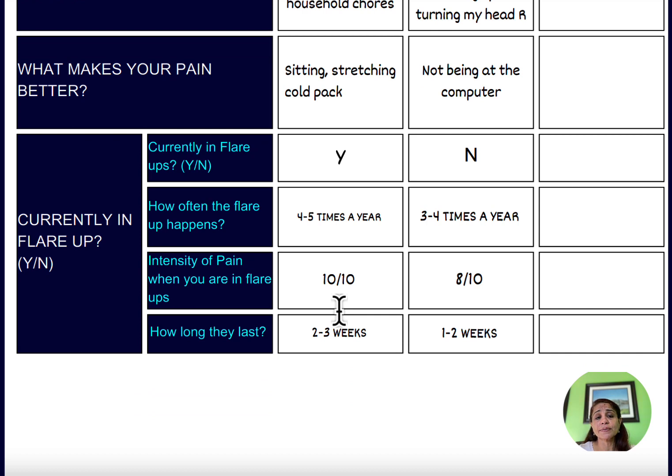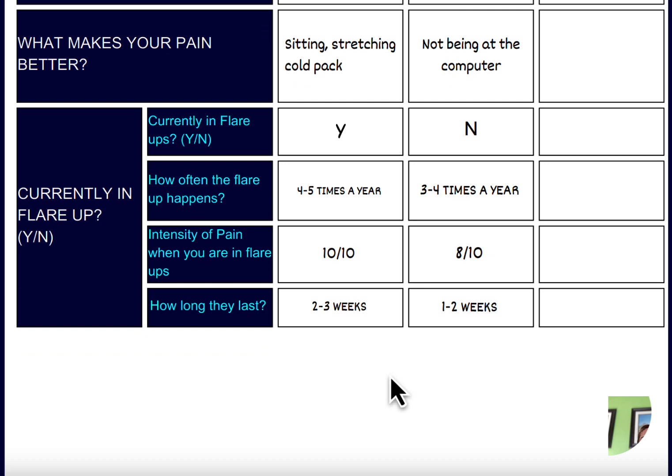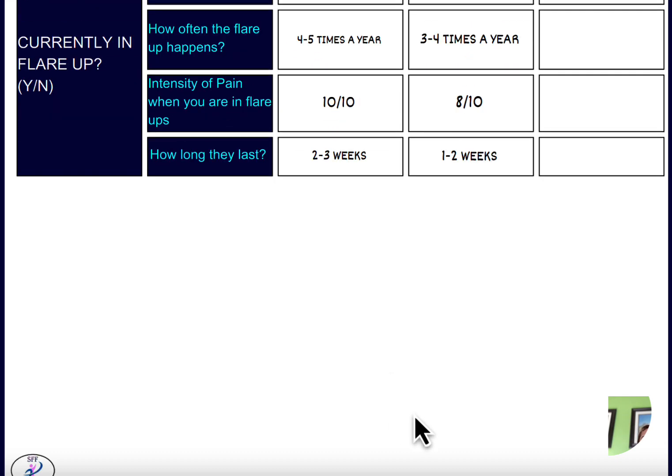Many people who struggle with chronic pain do have flare-ups. So how often do you have flare-ups, what is the intensity of the pain when you have a flare-up, and how long do they last? If you're tracking them, it's good information to know how long they last. So please do this and fill this out before you take them to the doctor's appointment.